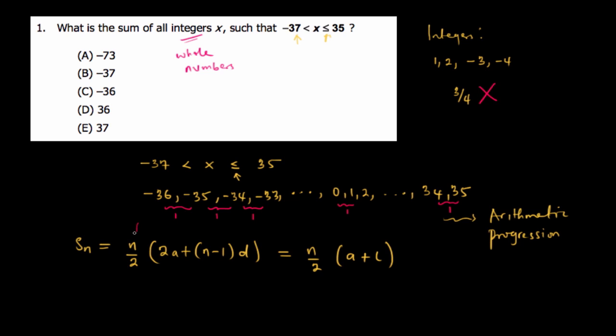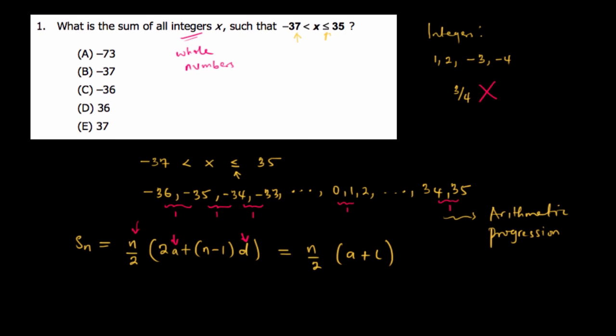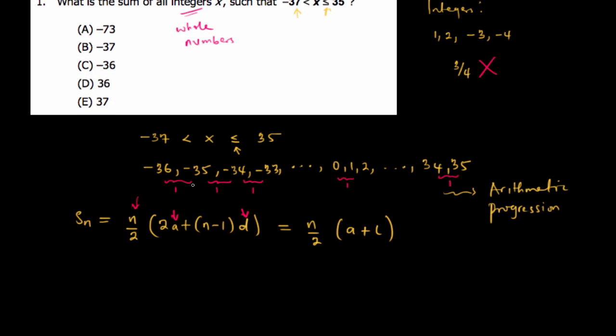I'm going to explain what this means. The n here is the number of terms, the a here is the first term of the arithmetic progression, while the d here is the common difference. Looking at the question, we observe that the common difference here is 1. Also, this is the first term of the arithmetic progression. Now the last one that you want to find is, what is the number of terms that we have here?